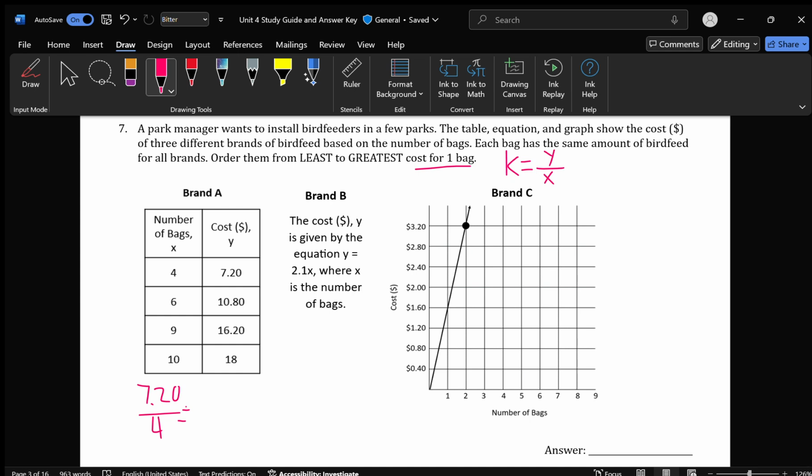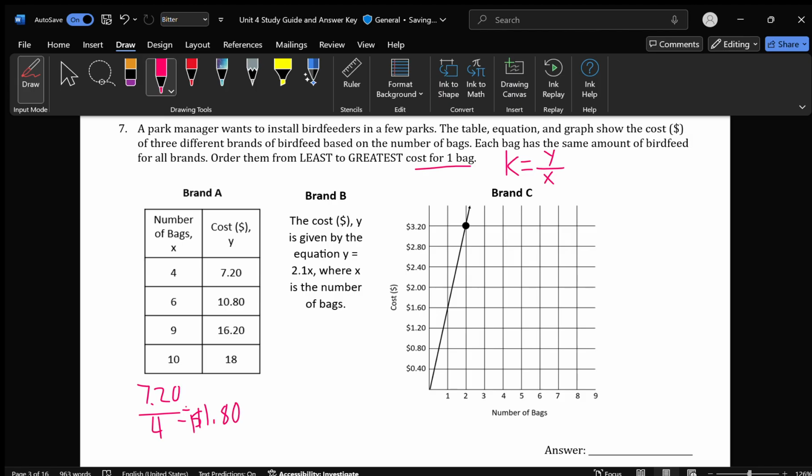Right, which is 1.80. Alright, so that means for one bag, it's $1.80.